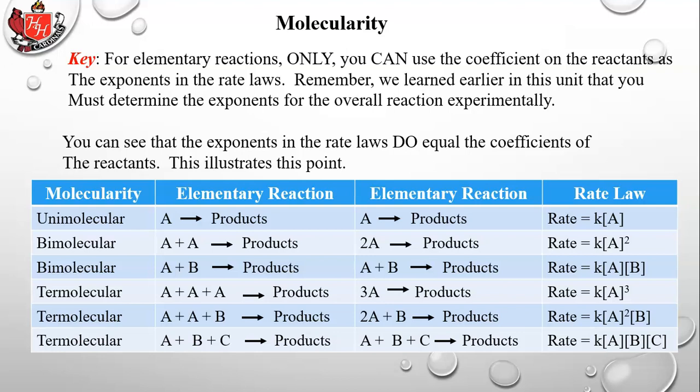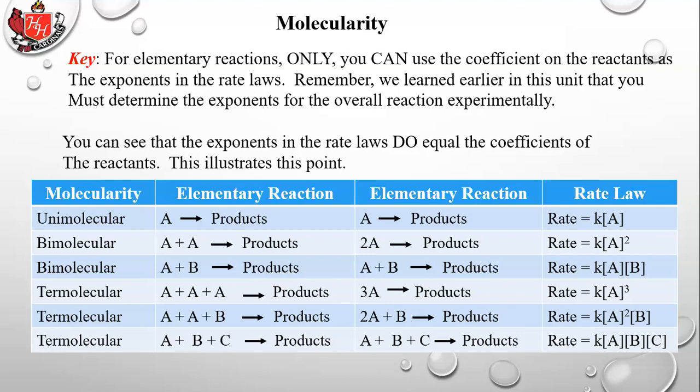So there you have a unimolecular reaction. So the only reactant is A. So the rate law would be rate equals K times concentration of A. And the coefficient in front of A is 1, so it's to the first power. If it's bimolecular with 2 A molecules, A plus A, you can write that as 2A. So that means the rate law would be rate equals K concentration of A squared. So the coefficient in front of the A, the 2A, becomes the exponent in the rate law.